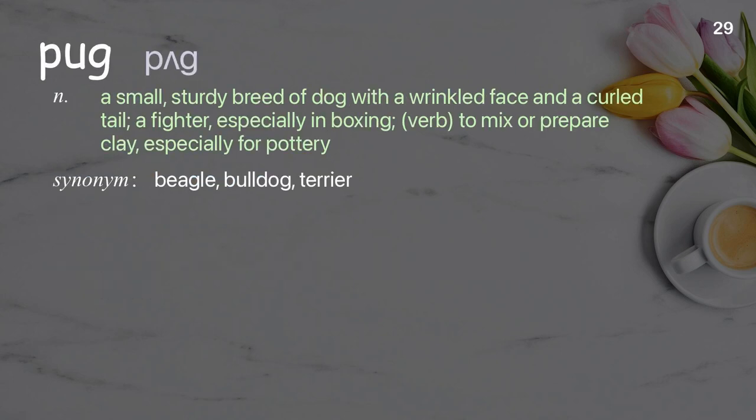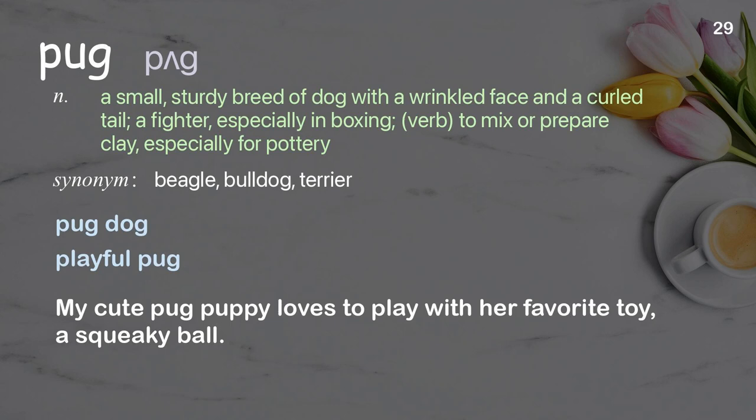Pug. A small, sturdy breed of dog with a wrinkled face and a curled tail; a fighter, especially in boxing. Verb, to mix or prepare clay, especially for pottery. Examples: pug dog. Playful pug. My cute pug puppy loves to play with her favorite toy, a squeaky ball.